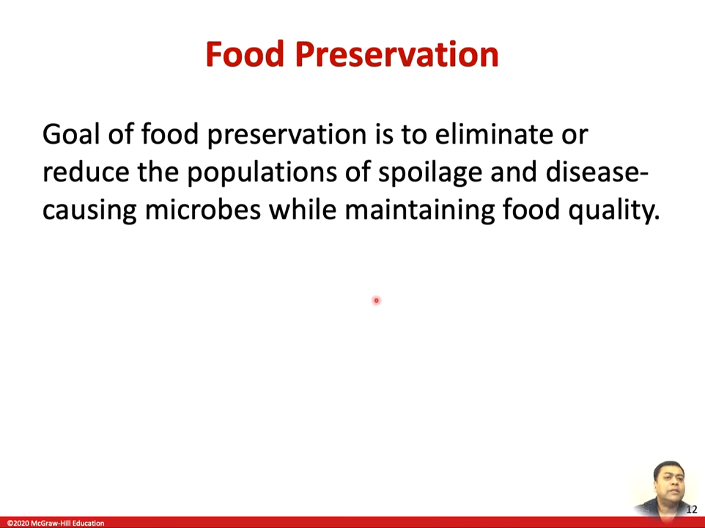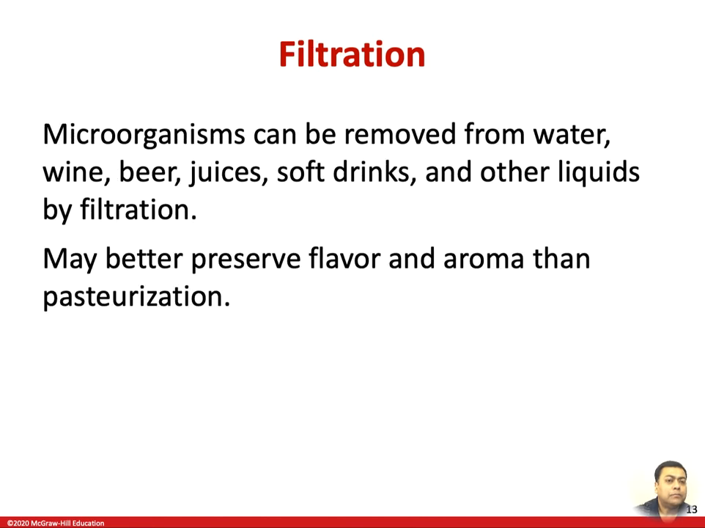So the goal of food preservation is to eliminate or reduce the population of spoilage and disease-causing microbes while maintaining the food quality. The microorganisms can be removed from the water, wine, beer, juices, soft drinks, and other liquids by filtration process. And this filtration process may better preserve the flavor and aroma than pasteurization, where you do have to heat the product to some extent. Usually this process could be really expensive because the filters that are being used can be clogged pretty quickly.